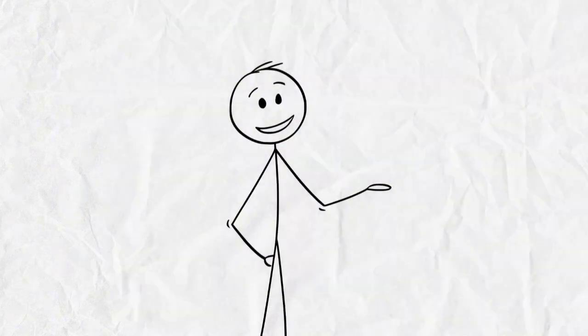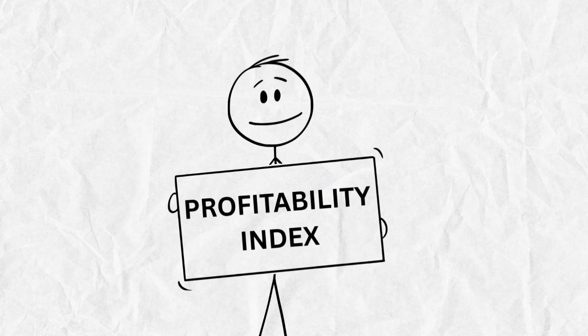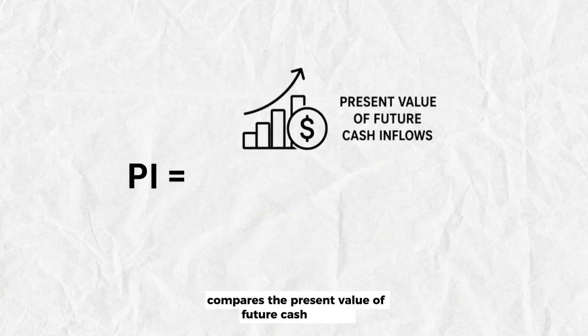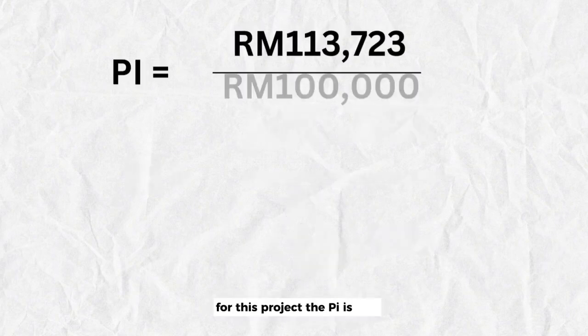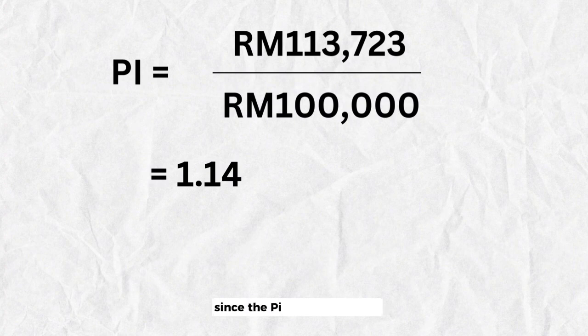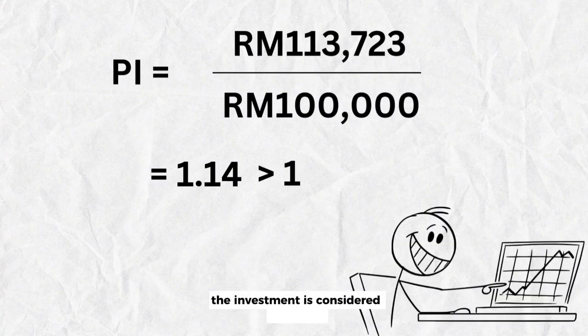Finally, we calculate the Profitability Index, or PI. The Profitability Index compares the present value of future cash inflows with the initial investment. For this project, the PI is 1.14. Since the PI is greater than 1, the investment is considered profitable.